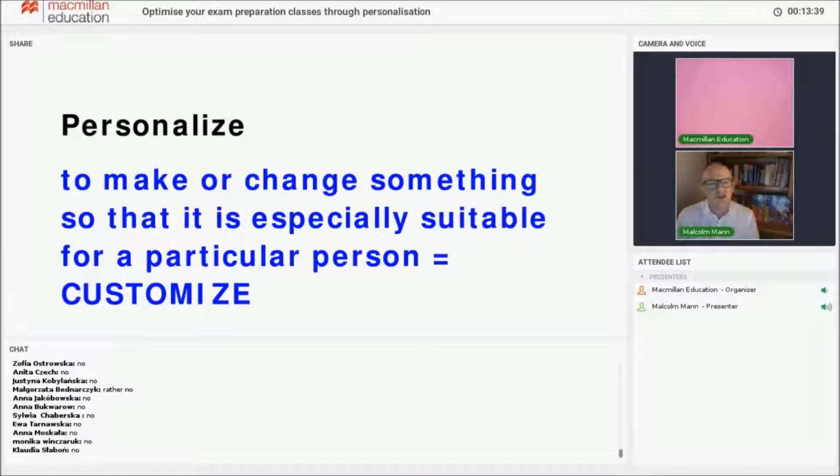And the Macmillan English Dictionary says to personalise, this is the verb, is to make or change something so that it's especially suitable for a particular person, and it says it's a close synonym of customize.